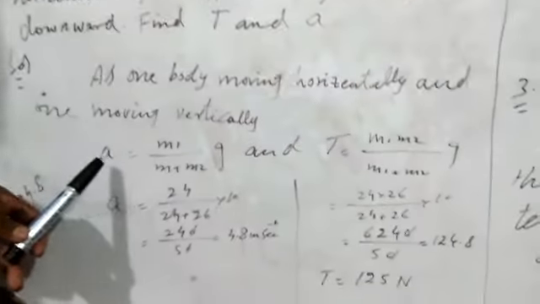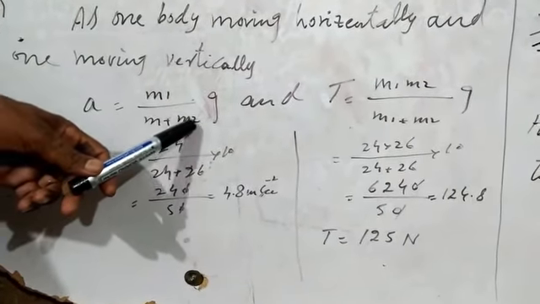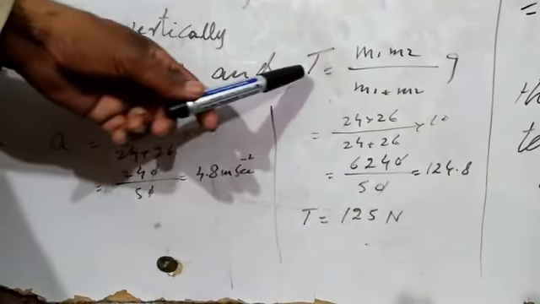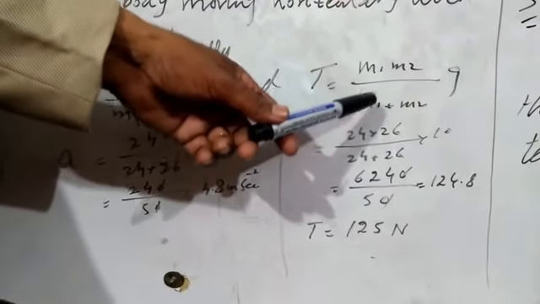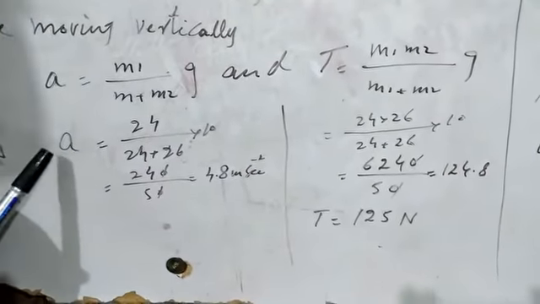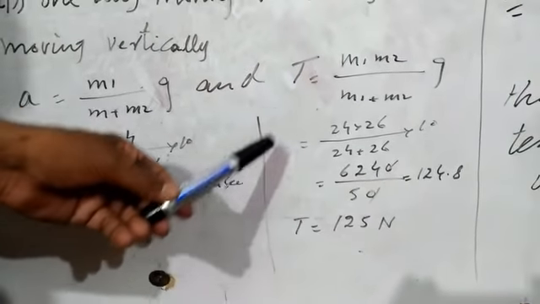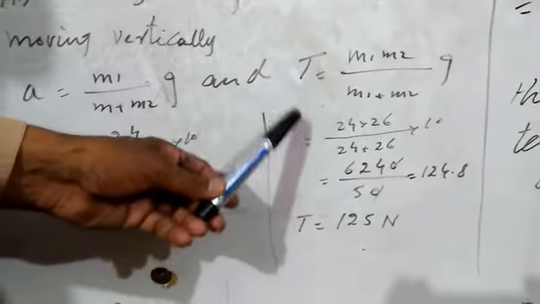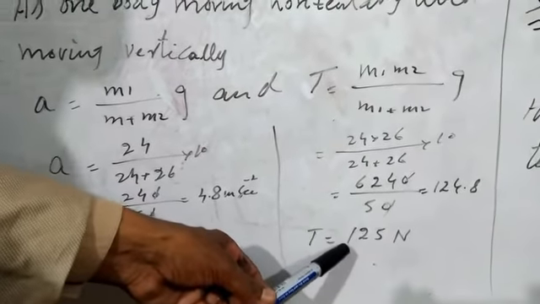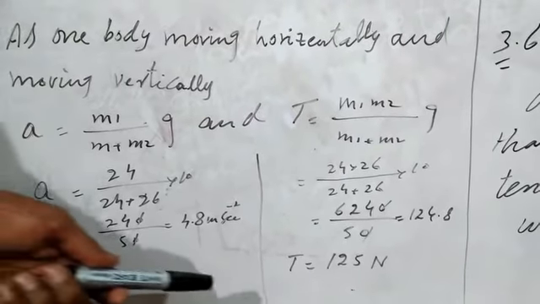In case 2, we use the formula A is equal to m1 by (m1 plus m2) into g, and tension T is equal to m1 m2 by (m1 plus m2) into g. Putting in the values, we get the value of A is equal to 4.8 meter per second square, and the value of tension T we get is 124 Newton, which is our tension.